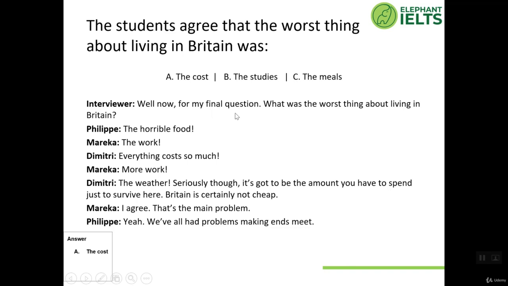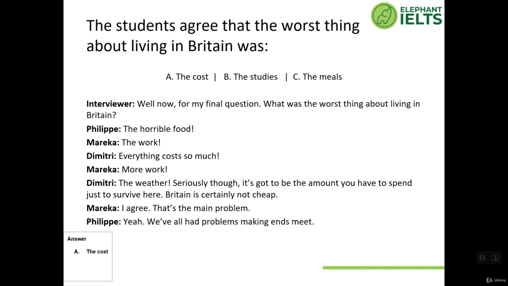Well, now for my final question. What was the worst thing about living in Britain? The horrible food, the work, everything costs so much, more work. The weather, seriously though, it's got to be the amount you have to spend just to survive here. Britain is certainly not cheap. I agree. That's the main problem. Yeah, we've all had problems making ends meet.